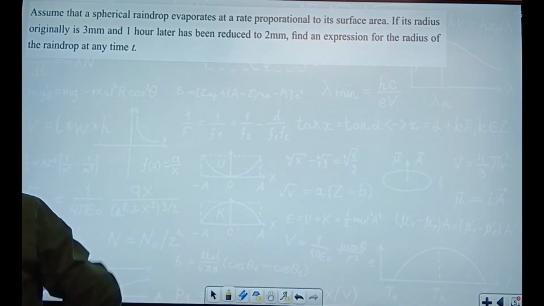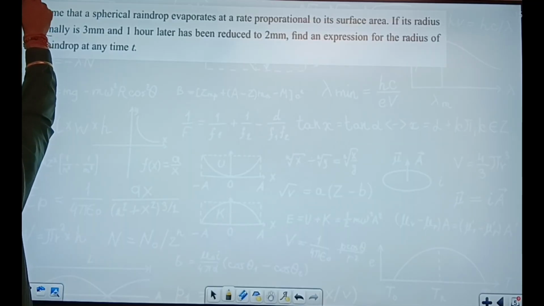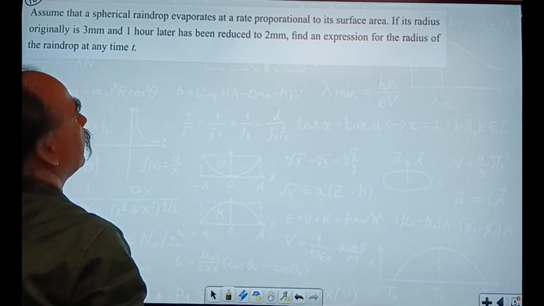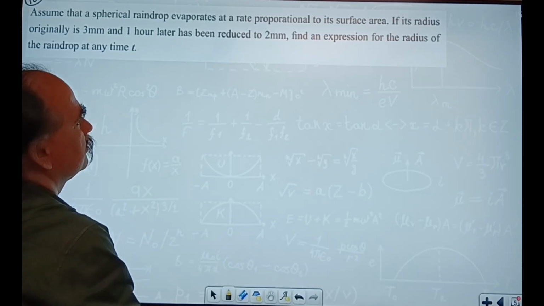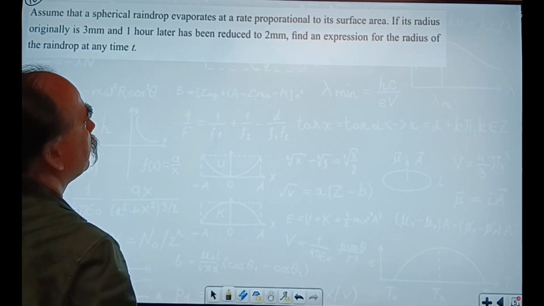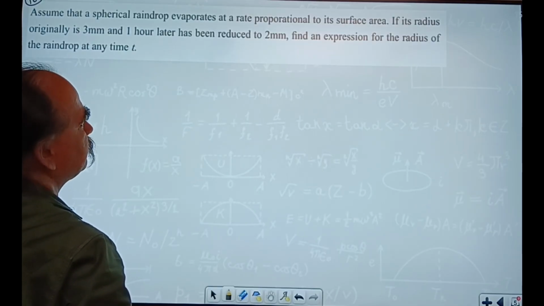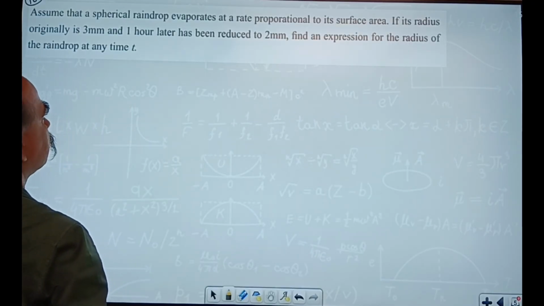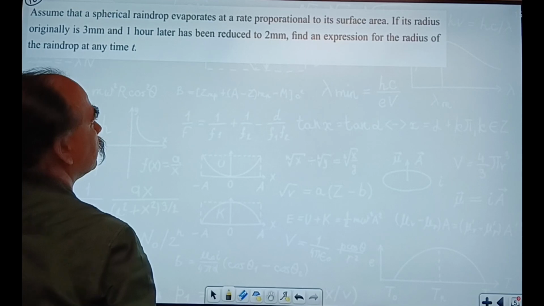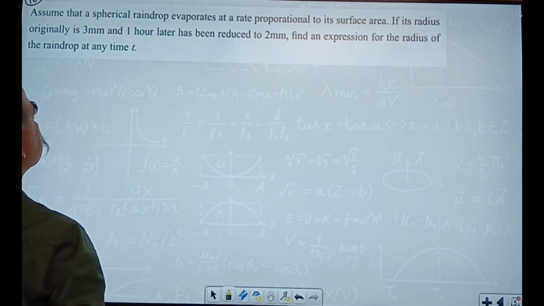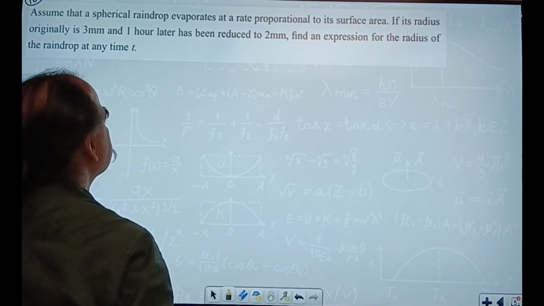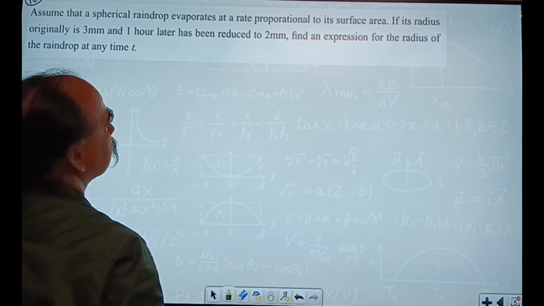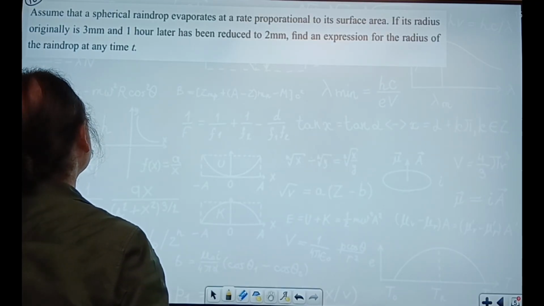Assume that a spherical raindrop evaporates at a rate proportional to its surface area. If its radius is originally 3 millimeter and 1 hour later has reduced to 2 millimeter, find an expression for the radius of the raindrop at any time t.